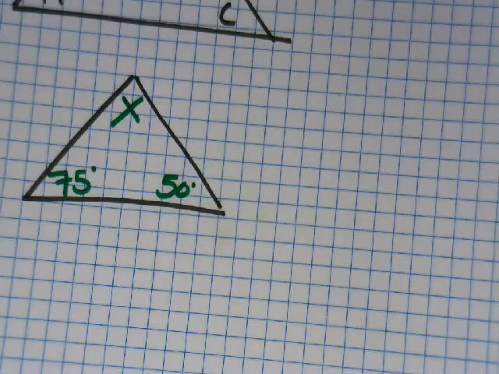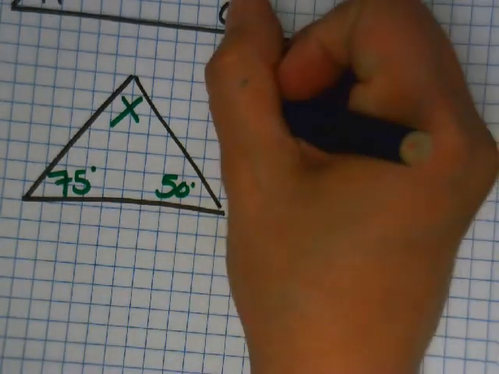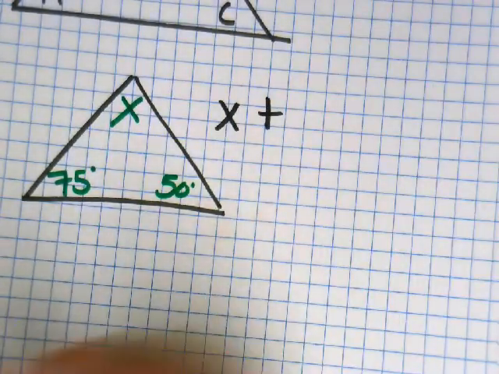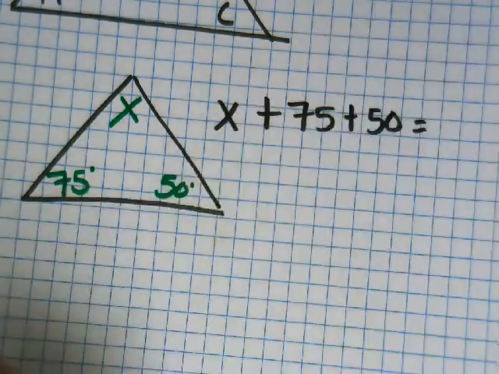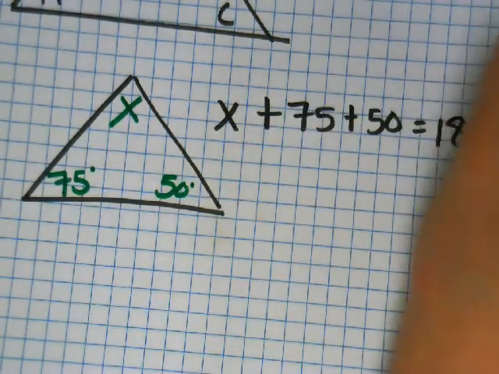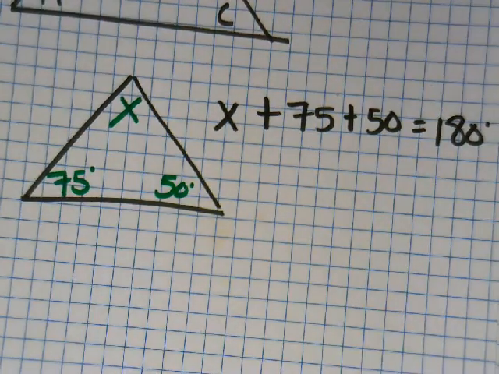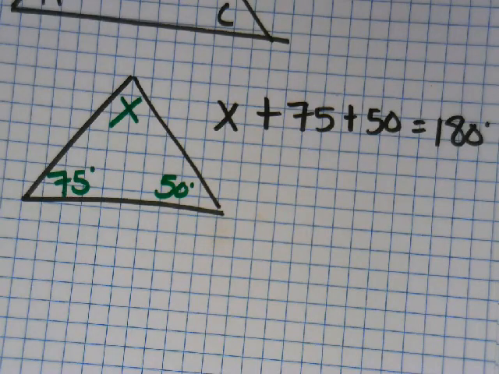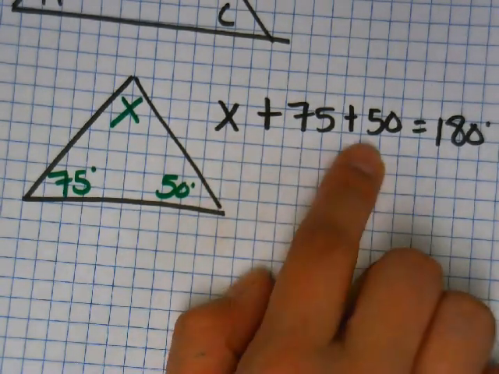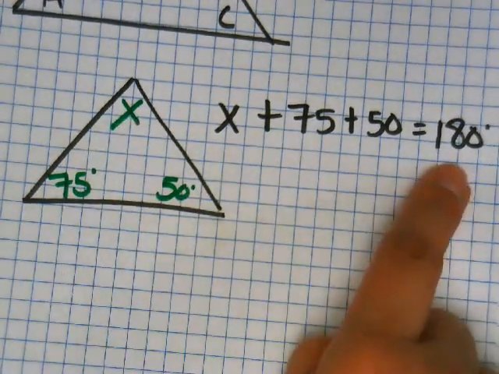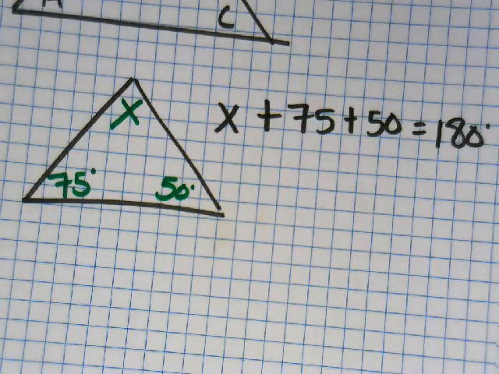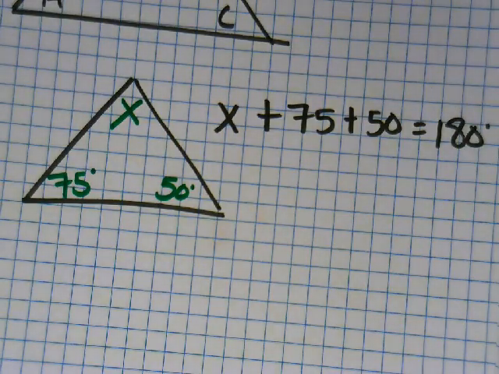So what do we know? We know that if I take X plus 75 plus 50, it equals 180. Okay? These 3 equal 180. So, what do you guys want to do? How do you guys want to solve this? There's 2 ways to solve it, so you tell me. How do you want to do this?